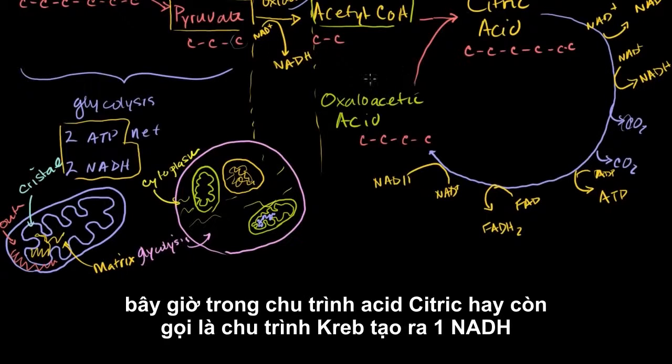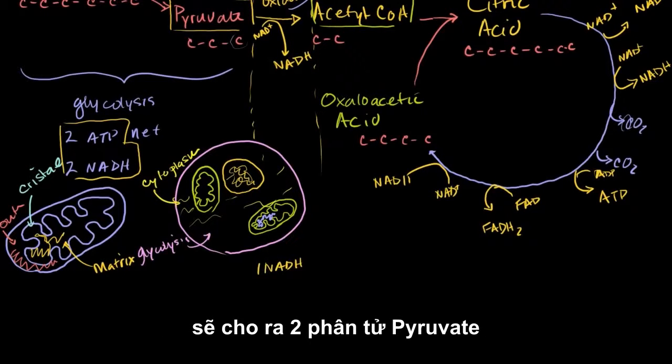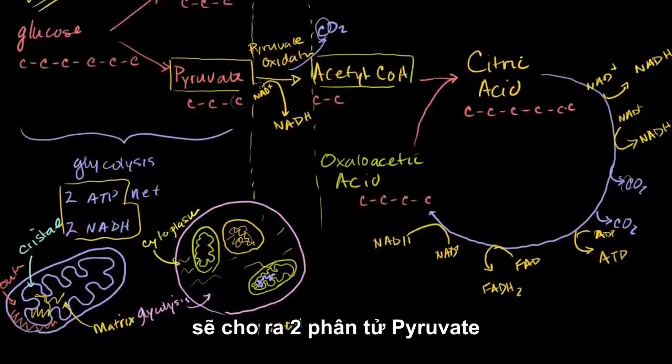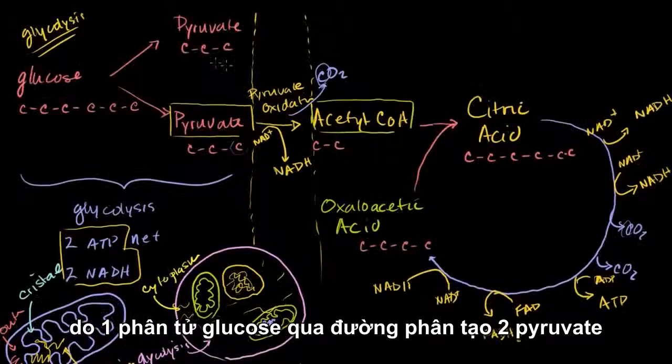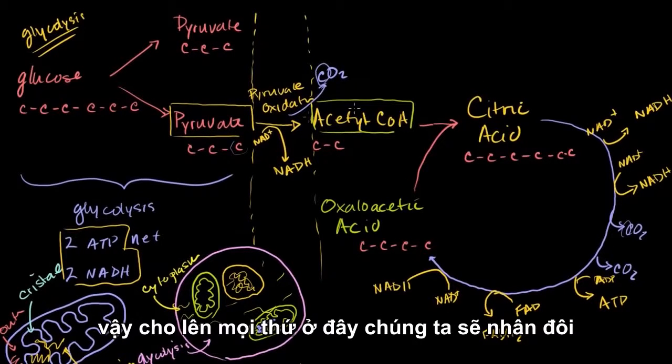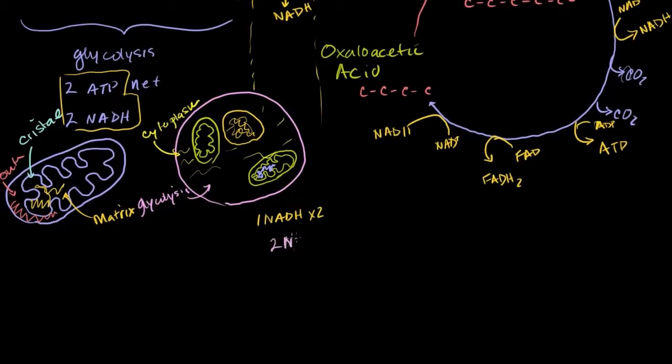Now, in the citric acid cycle, or in the Krebs cycle, well, first we have our pyruvate oxidation that produced 1 NADH. But remember, if we want to say what we are producing for every glucose, this is what we produced for each of the pyruvates, right? This was 1 NADH from just this pyruvate. But glycolysis produced 2 pyruvates. So everything after this we're going to multiply by 2 for every molecule of glucose.